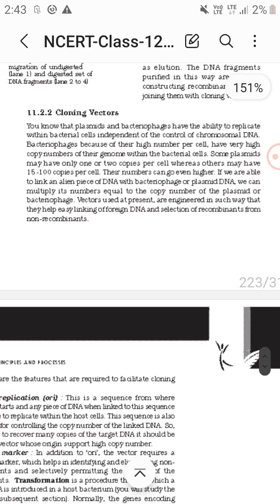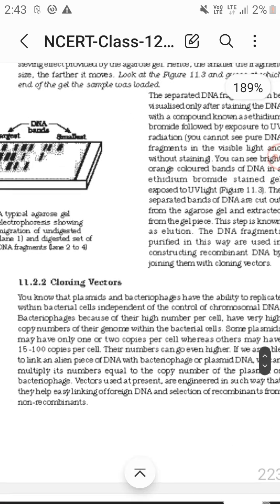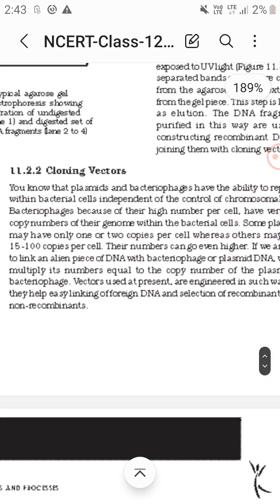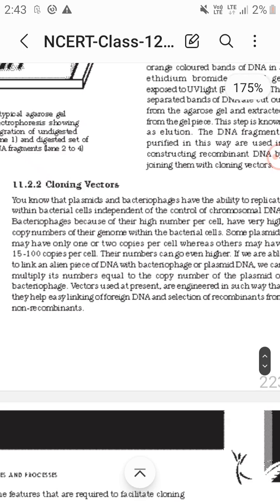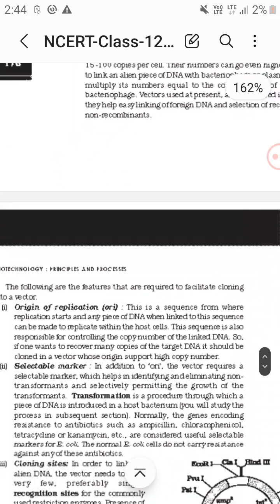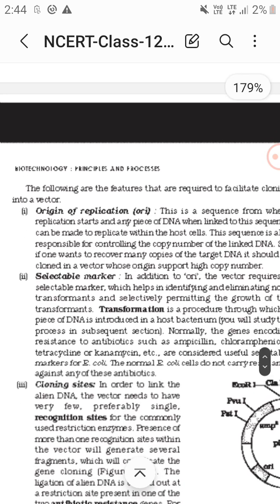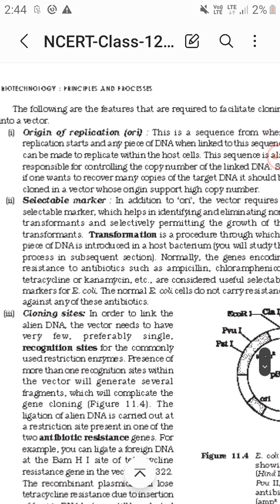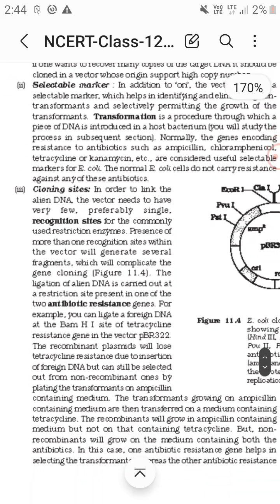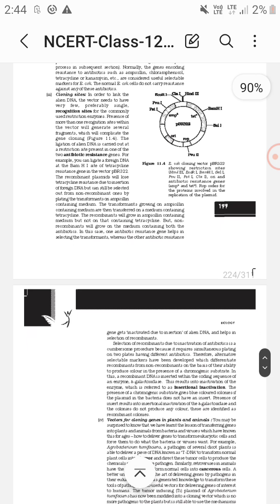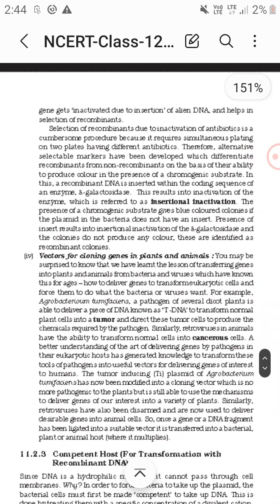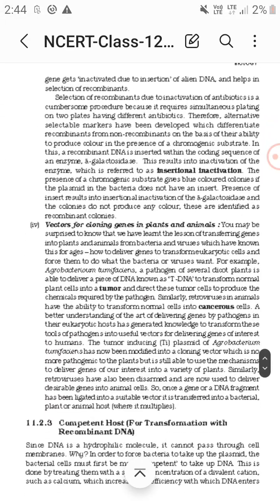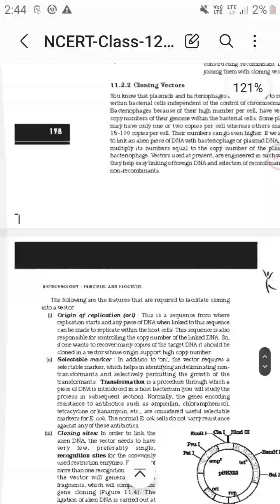Now, cloning vectors. What are cloning vectors? Vectors are like a vehicle, like the malarial parasite Plasmodium that carries the sporozoite. So it is a kind of cloning vector. Now they have some properties. What does it mean to be a vector? First, it needs an origin of replication, ORI. The second is a selectable marker, the third is cloning sites, and the fourth is vectors for cloning genes in plants and animals. So there are four things.